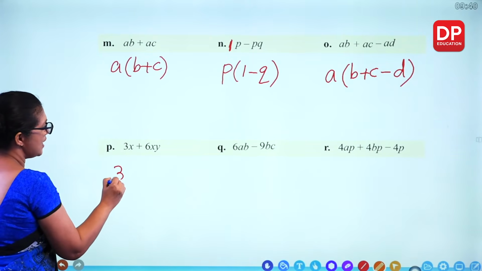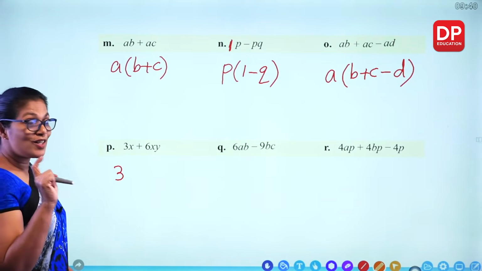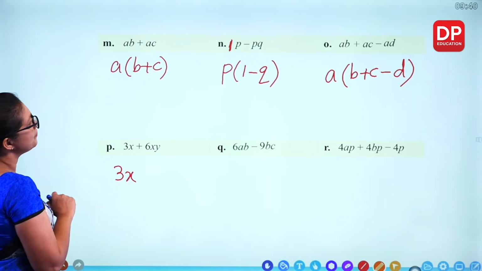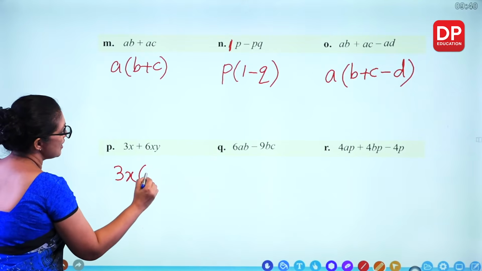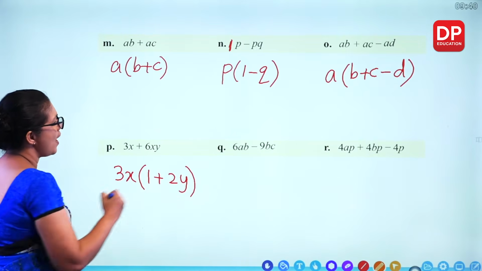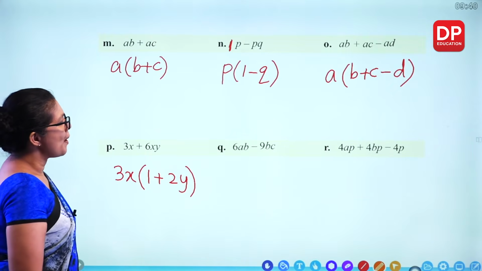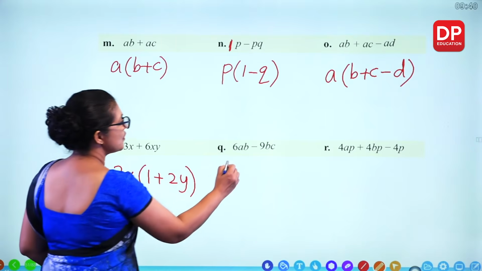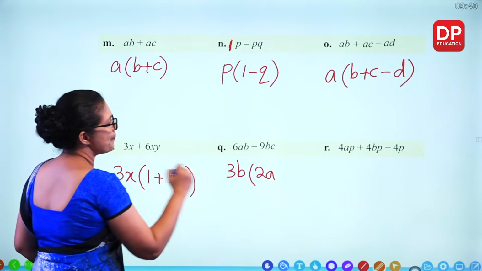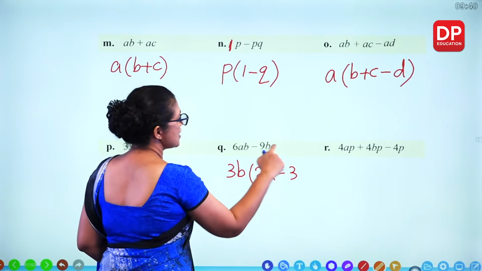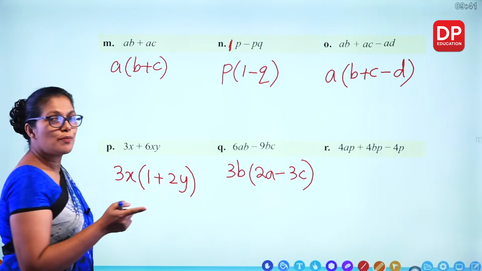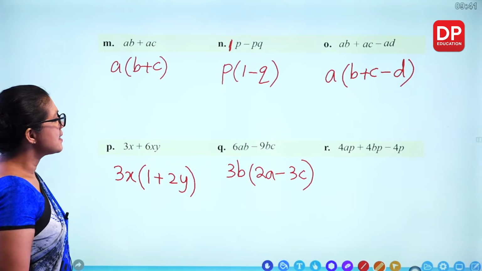This one, 3, you can take it out, and also x is common. So we can take 3x out. So what's remaining? This becomes 1 plus 2y. What about this one? b is common and 3. So 3b, you can take it out. You can write 2a minus 3c. Multiply and see whether you get the term. 3b into minus 3c, you get minus 9bc.